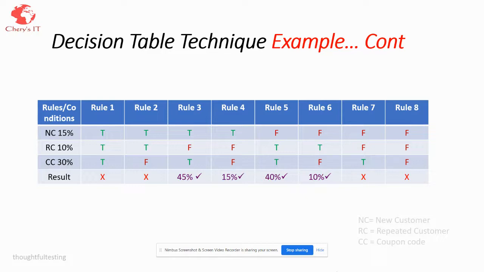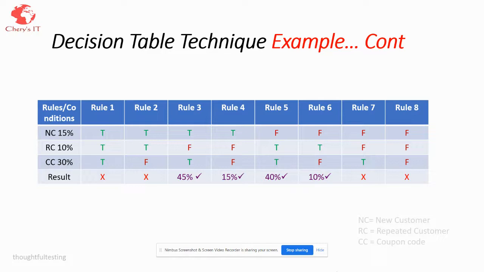The second rule is new customer is 15%, old customer is 10%, and coupon code is 30%. This is also invalid because if it is a new customer, he cannot be an old customer, right? Now, move on to the third one. Third one is true, it's an executable test case.